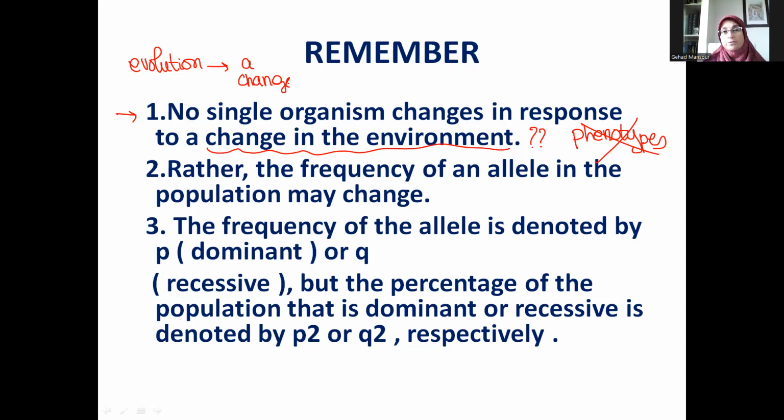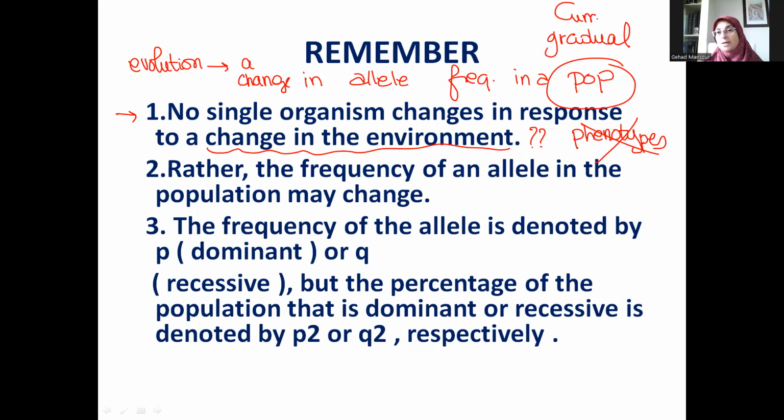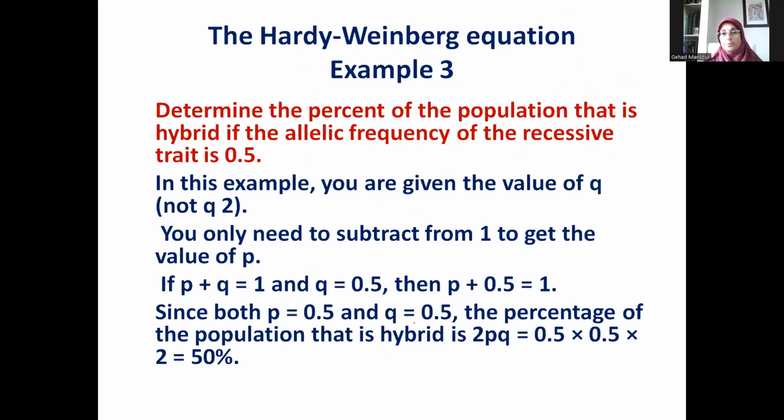So the final result of evolution is a change in allele frequency in a population, and that change has to be at the level of a population, as we said before, and it has to be a gradual cumulative change. So it is the frequency of the allele that changes, and we denote the frequency of the allele by p or q, but the percentage in the population is denoted by p squared or q squared.